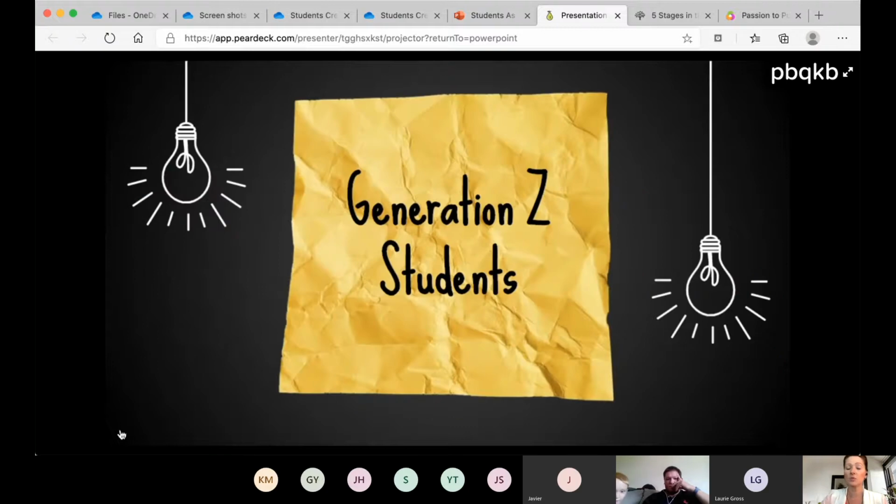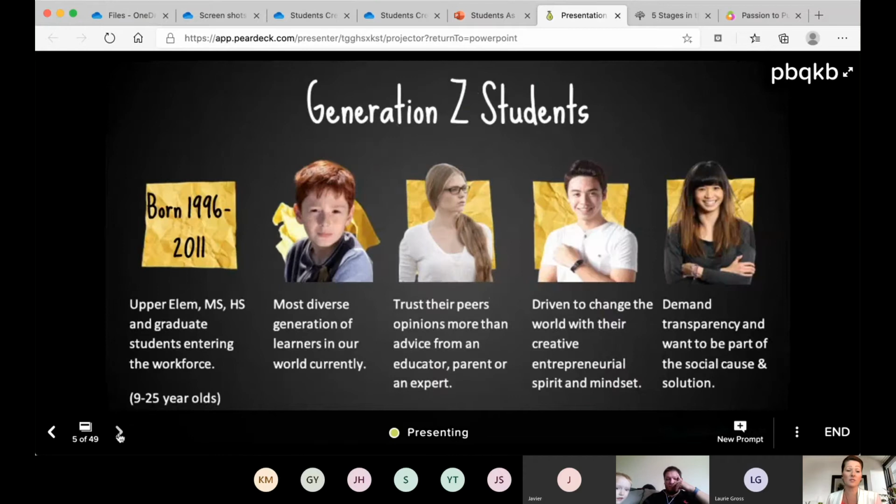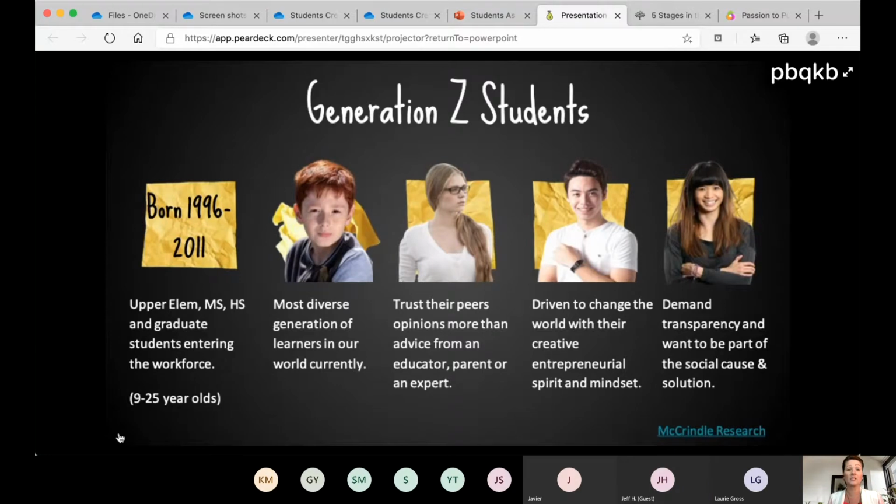I just wanted to share a little background context first about Generation Z. Those are our kids right now in our classrooms, focusing on our upper elementary, middle school, and high school generation of students. We've covered a little bit about this in the past, but I always want to reiterate it so that we best understand these kids who are in our school districts right now. They are truly the most diverse generation of learners in our world.